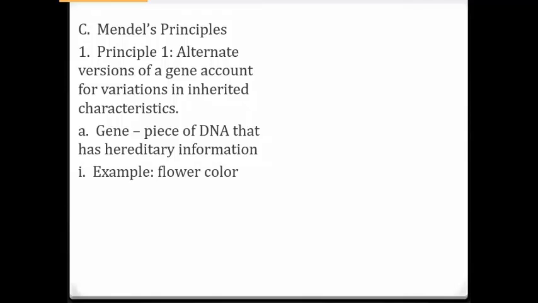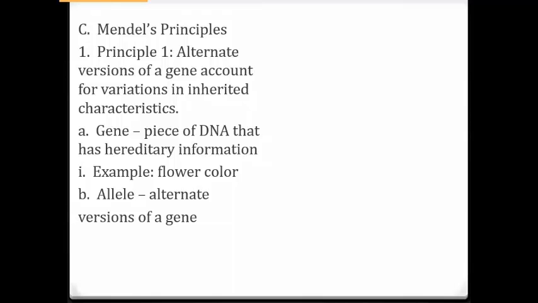For plants, that might be flower color. For us, it might be eye color or your height, or it might be whether or not you have a hitchhiker's thumb. We can talk about what a hitchhiker's thumb is if you don't know if you have one or not. Those are all genes. And then we have alleles, A-L-L-E-L-E-S, alleles. These are alternate versions of a gene.